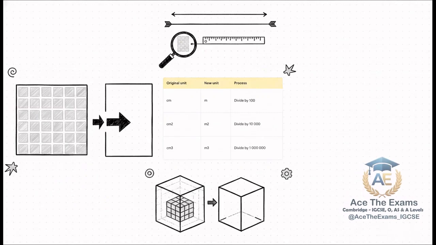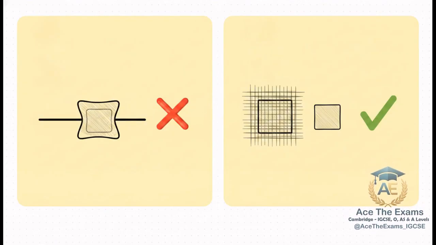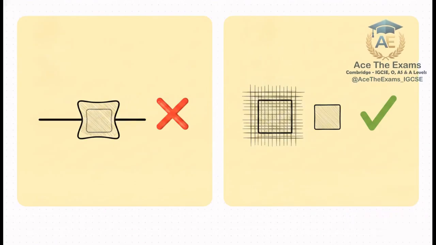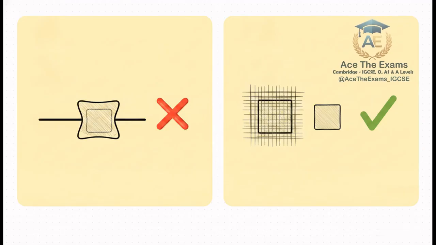It's a massive difference. Looking at this side by side, the difference is just staggering. The flawed answer drops all its marks by mistakenly using a linear conversion, dividing by just 100 for an area calculation.